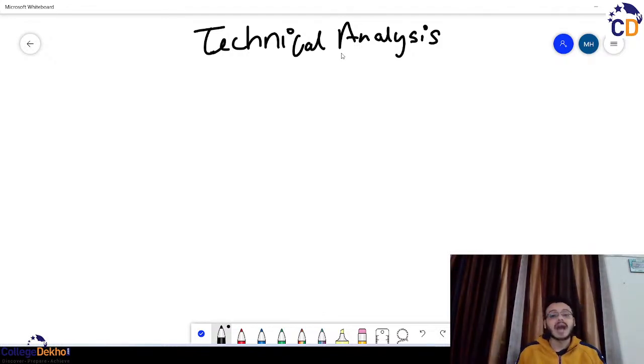Then after that, we also tried to test some of the theories of technical analysis, for example, the efficient market hypothesis, the Dow Jones theory, and the Elliott wave theory. All these theories we tried to analyze: how these theories came into place and how they really work in the field of technical analysis.